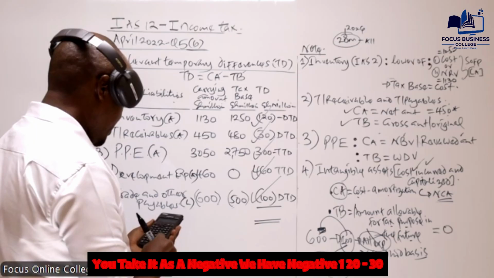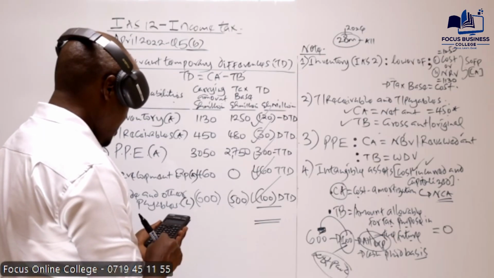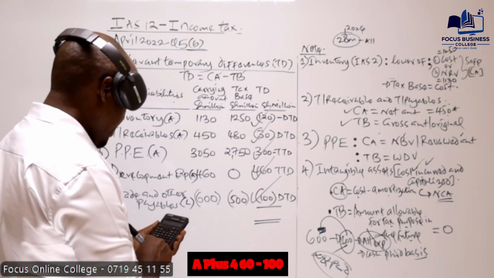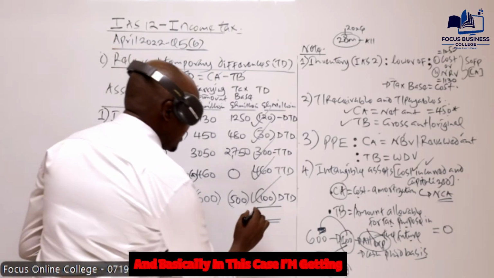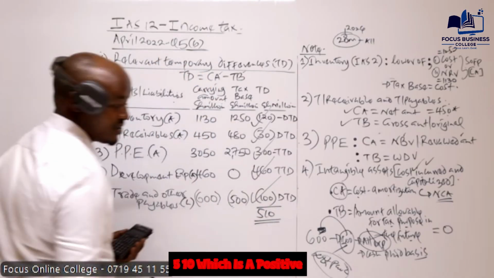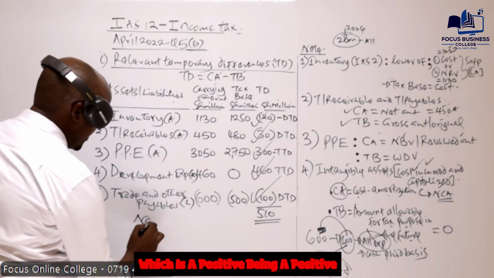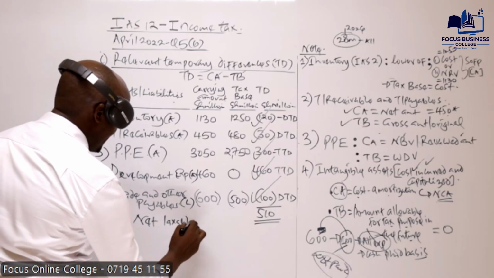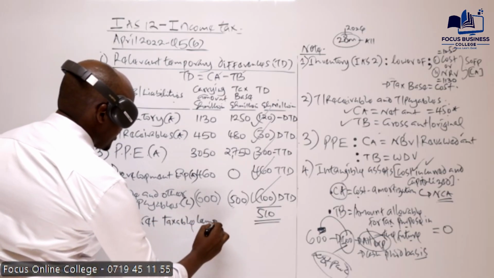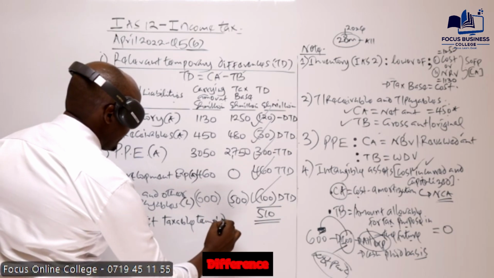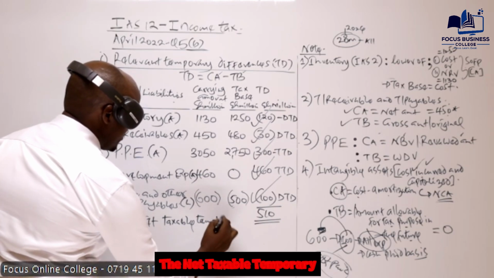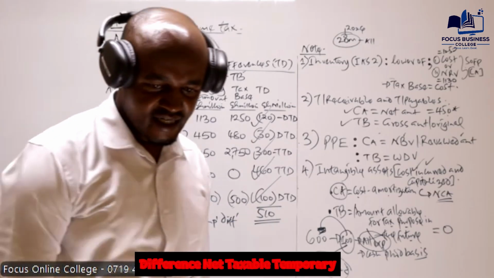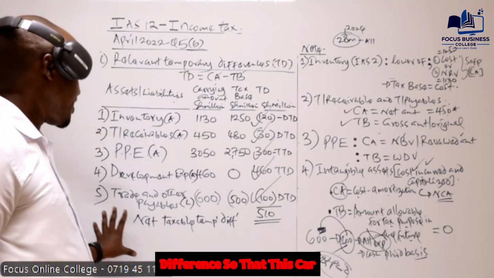We have negative 120 minus 30 plus 300 plus 460 minus 100. And in this case, I'm getting 510, which is a positive. Being a positive, that one would be known as the net taxable temporary difference. So that is basically what was required.